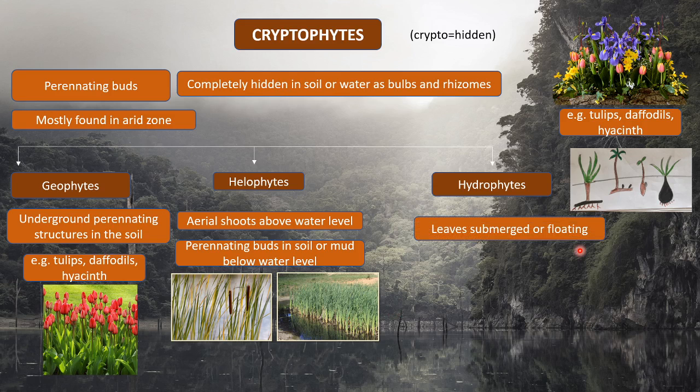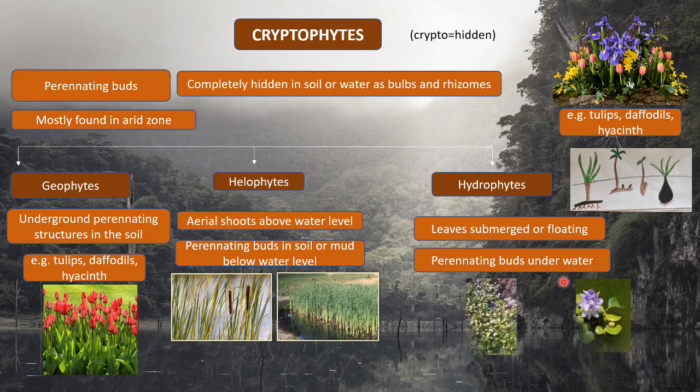And the next is hydrophytes. They have leaves submerged or floating, so these could be floating hydrophytes or submerged hydrophytes. Their perennating buds, or storage organs, are present under water. Here we can take the example of Eichhornia crassipes. This is water hyacinth. I had written hyacinth here. This is Eichhornia. You must have seen this plant near many ponds and lakes.